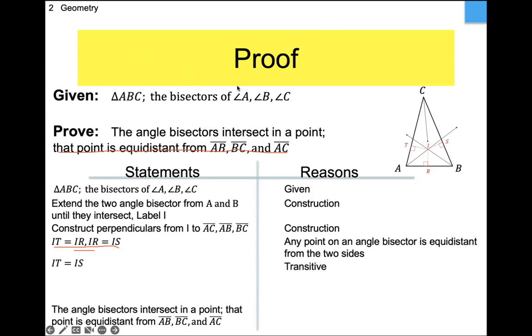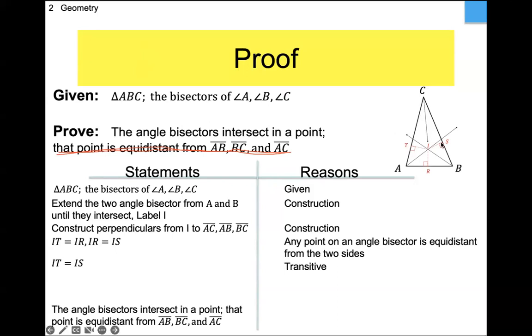So let's see, what did I just prove? I just proved the first half right there, the part that says the point is equidistant to the three sides. So the last thing I simply need to prove is that angle bisector C actually intersects at I. Well, if it's an angle bisector, it means that any point along the angle bisector is equidistant to the two sides.